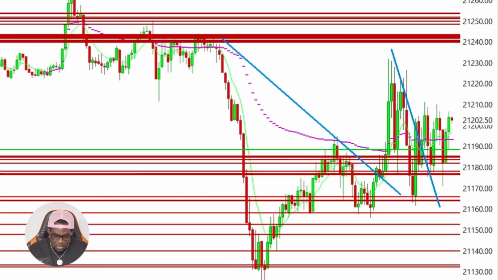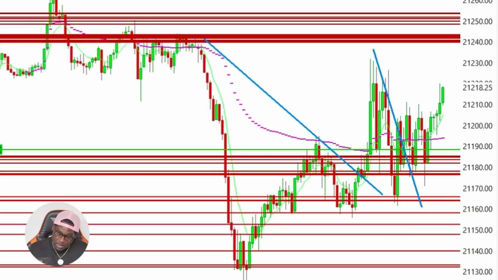Let me fast forward this to show you guys what happened next. All right, so notice how everything is looking good. The bulls are stepping in. So again, I was very confident about this trade until this happened. And right here, okay? So right here, we have the market coming down, and it's looking like the sellers are trying to come back in the market. I'm like, oh my goodness.